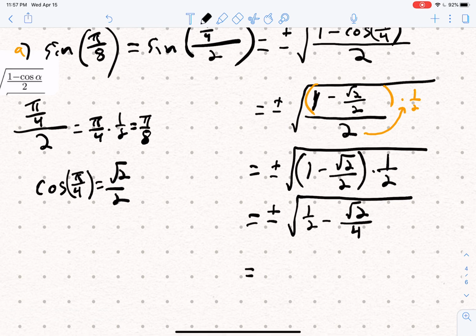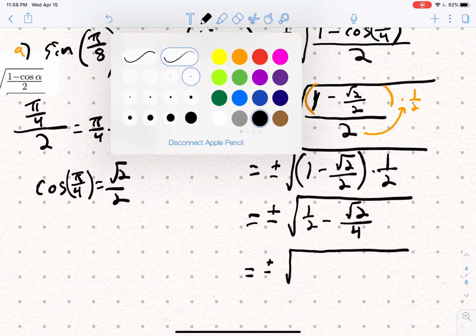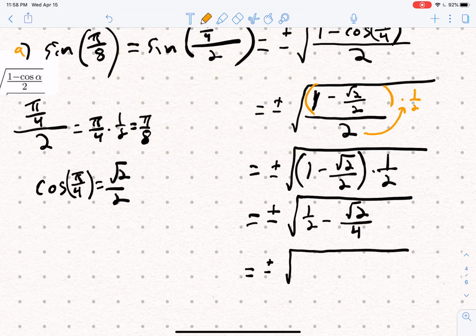All right, that's equal to plus or minus radical. Well, let's try to simplify this by adding these two together. To add them together, we need a common denominator. That common denominator is going to be 4. So to get a 4 there, we're going to take the first fraction and multiply by 2 on the top and bottom. And then we get 2 over 4 minus radical 2 over 4.